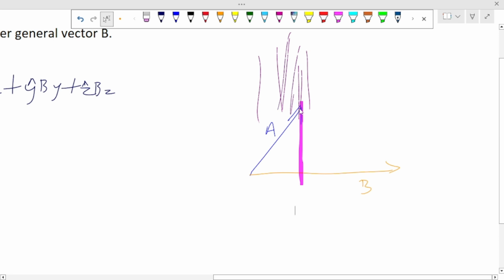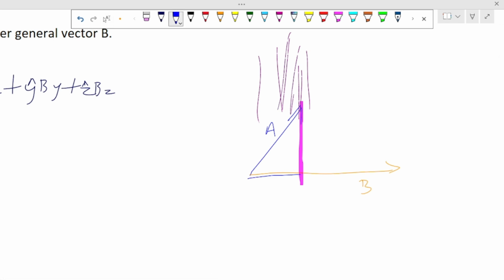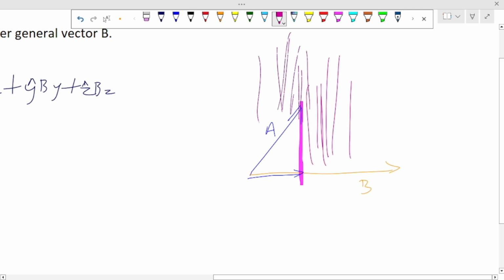So the shadow of vector A that falls on B, this part, is the projection of A on B. All these other parts don't form a shadow of vector A, but from this point to this point forms a shadow of vector A onto vector B. That is the projection of A on B. We can see that it's on top of B.